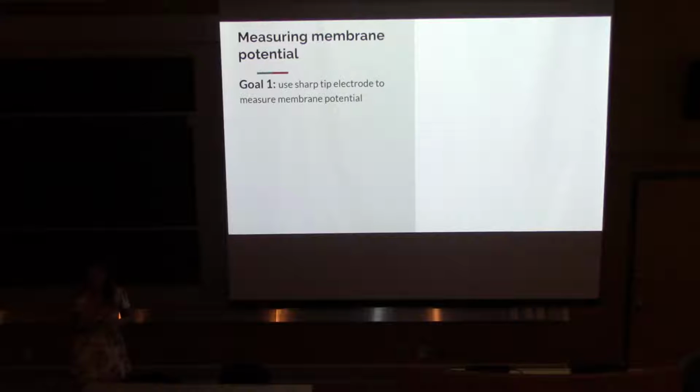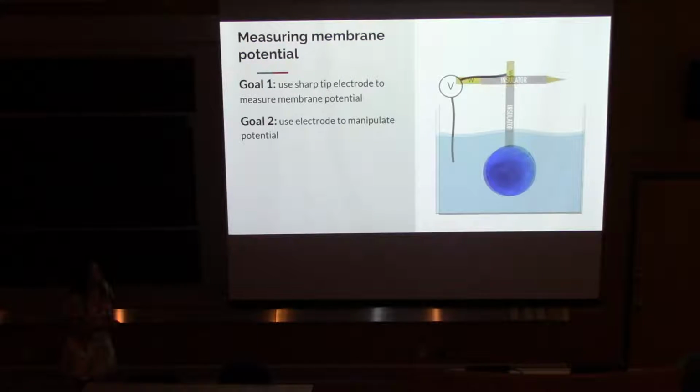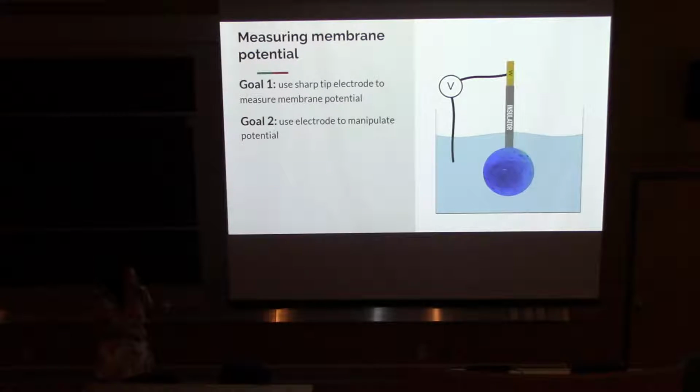So the first goal of our research is to use a sharp tip electrode to measure membrane potential, and then the second goal being to use this electrode to manipulate potential. So we would do this by inserting an electrode into a cell and either applying a voltage or getting a voltage reading.